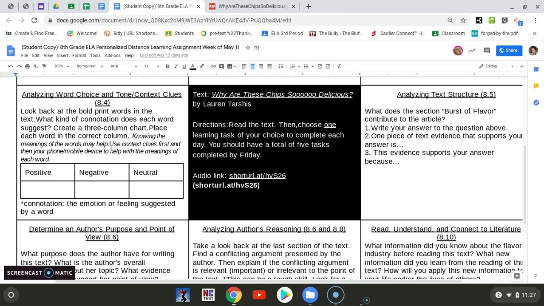It does say that you'll need to use context clues first and then your phone or mobile device to help you with the meanings of the words. So we're not asking you for the meaning of the word. We just want to know, where would these words be placed if we were looking for a positive connotation, negative connotation, and neutral connotation, and figuring that out. But we're suggesting to you to start with seeing if you can figure out what the words mean first. Okay.